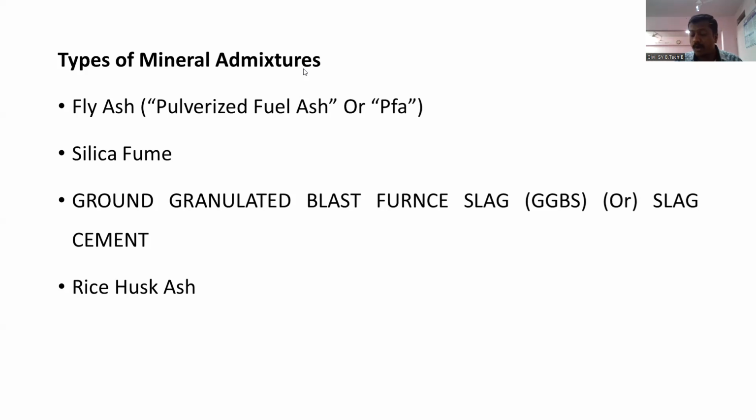Okay, so up to what percentage can we use that dust? You will get the dust if you visit any crushing plant where coarse aggregates are manufactured, or maybe where crushed sand is manufactured.